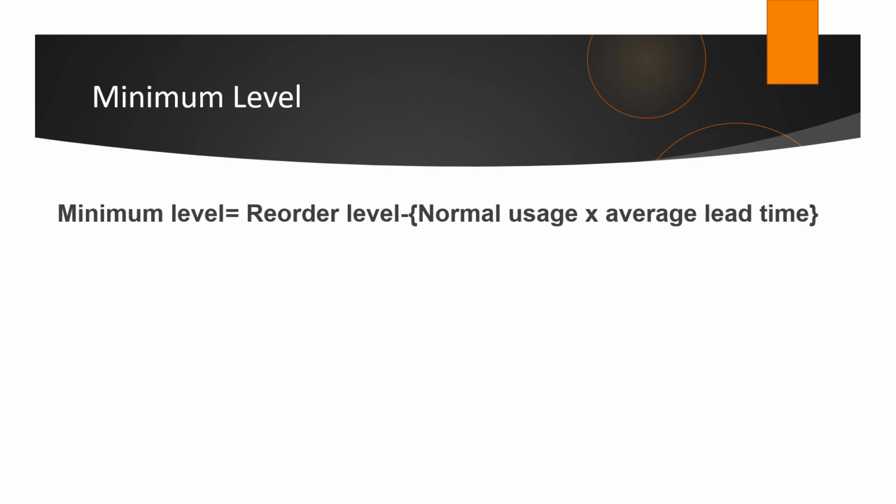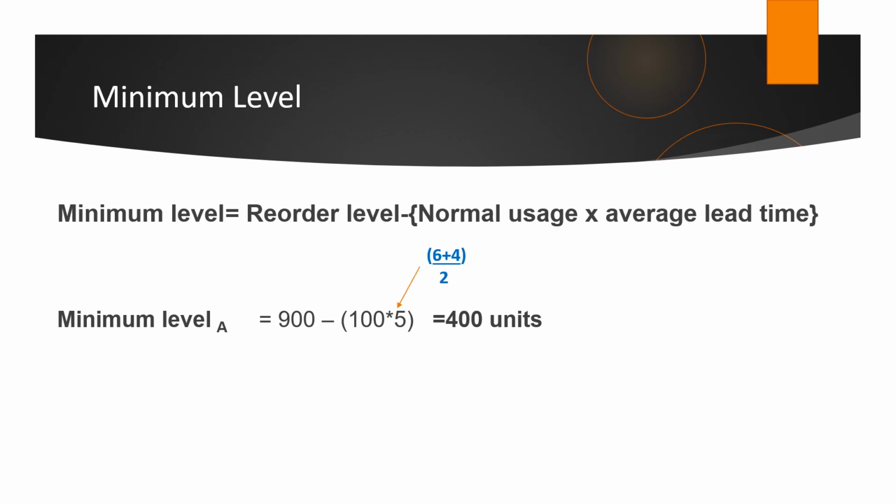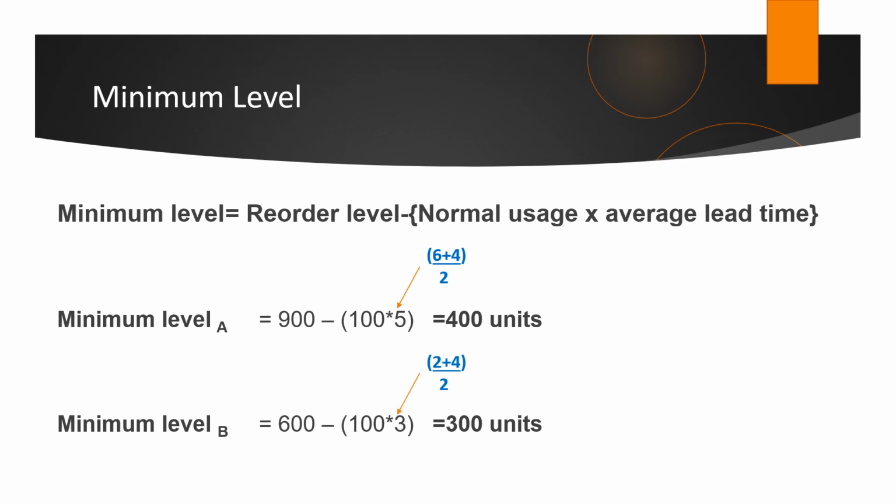By using this given formula, we can calculate the minimum level. So in product A, the reorder level is 900 and we are going to deduct the normal usage of 100 into average lead time of 5. Then we will get 400 units. For product B, the reorder level is 600 and we are going to deduct the normal usage, which is 100, into the average lead time of 3. Then we will get 300 units.